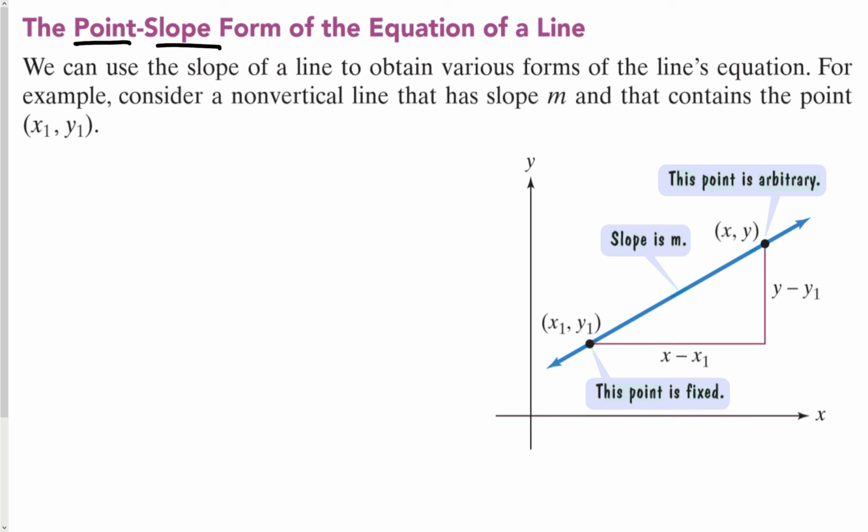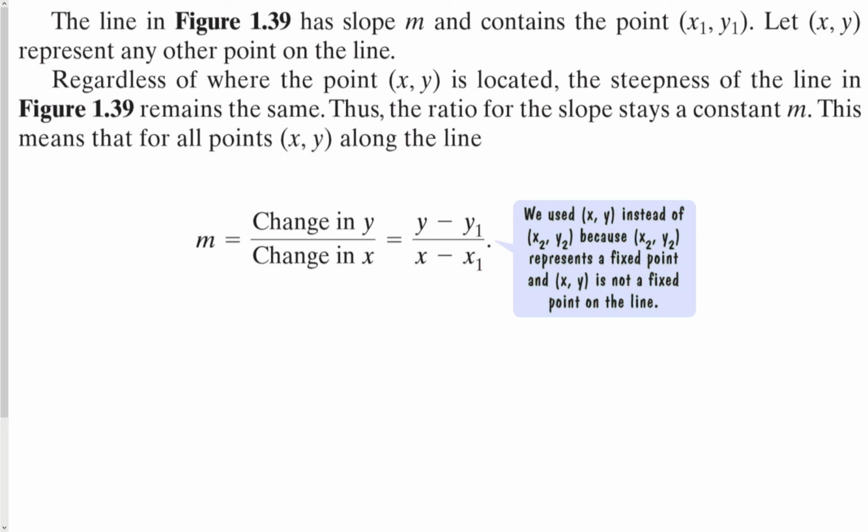So we can use the slope of a line to obtain various forms of the line equation. So consider first this non-vertical line with a fixed point, right? x1, y1. This point could be anything. That's why it doesn't have a subscript, right? So if I want to find the slope, I'm going to have some x minus x1, some y minus y1, and I'm going to divide them like this. Okay? So my change in y would be y minus y1. My change in x would be x minus x1. Regardless of where the point x, y is, the steepness of a line is always going to be the same. So the slope stays constant for any value of x and y.